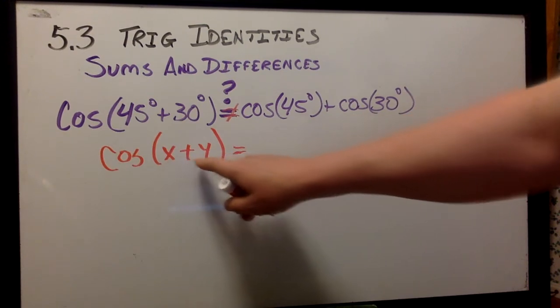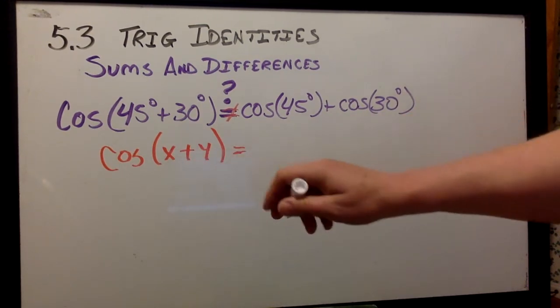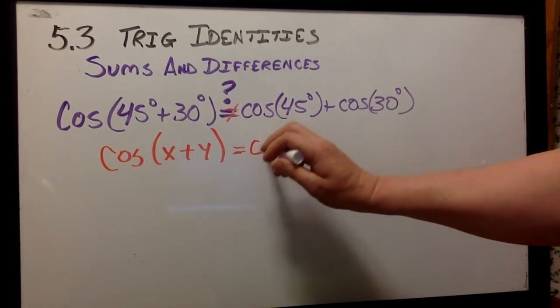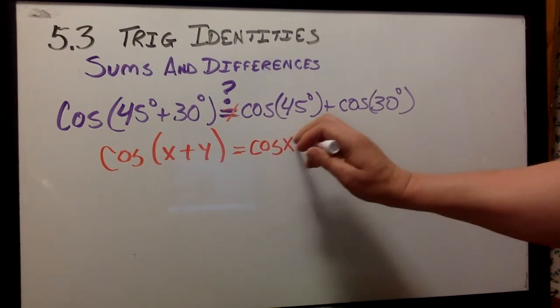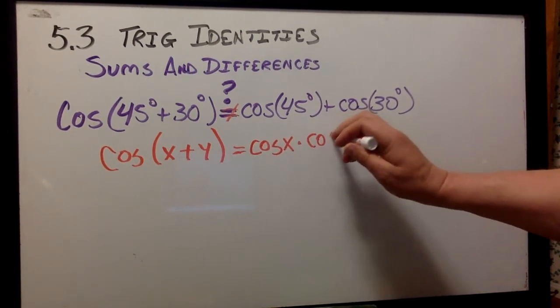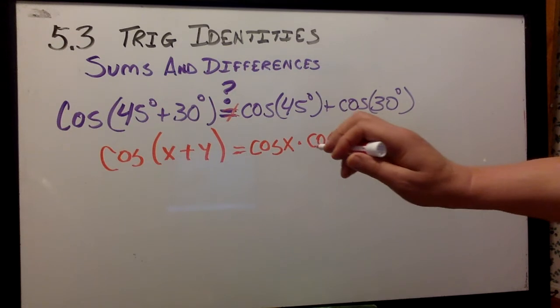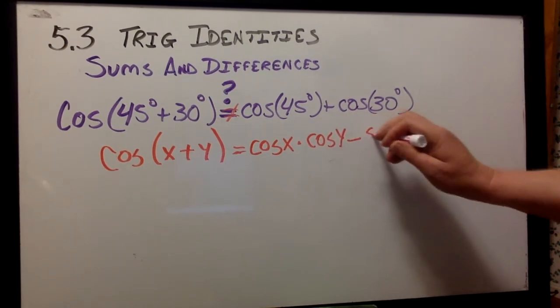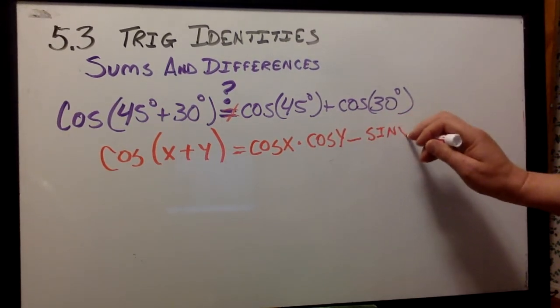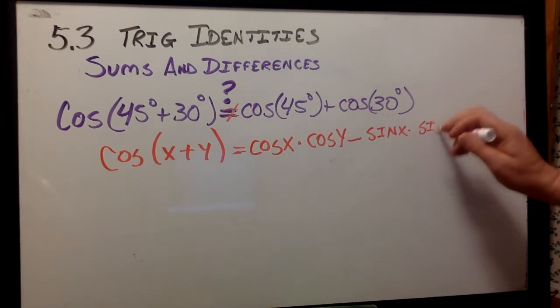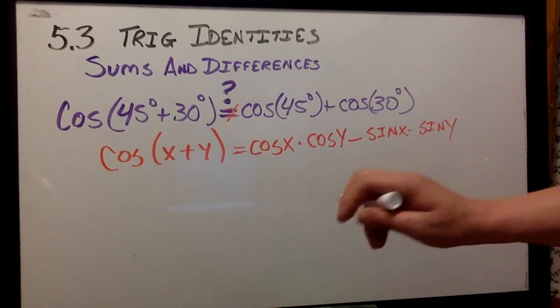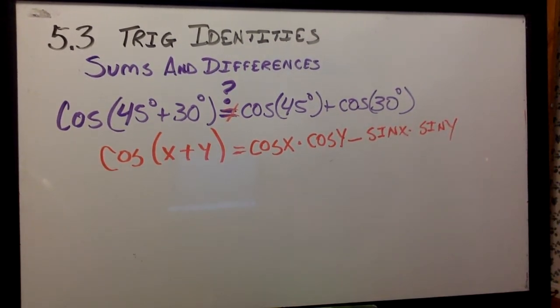The cosine of x plus y is equal to the cosine of x times the cosine of y minus the sine of x times the sine of y. Again, don't ask where that comes from.